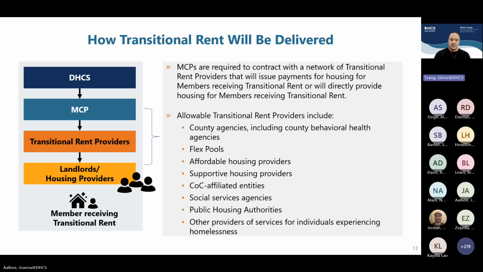As noted, a transitional rent provider is the entity that issues payments for housing for members receiving transitional rent or will directly provide housing for members receiving transitional rent.